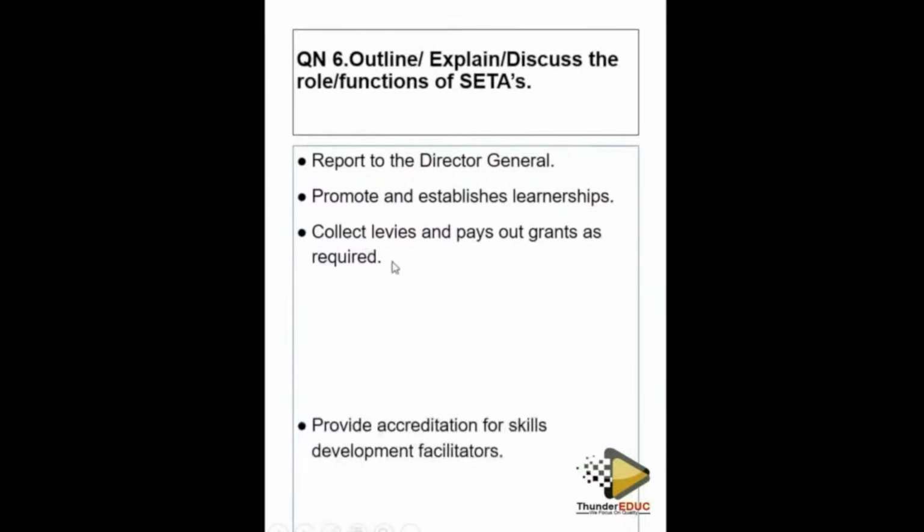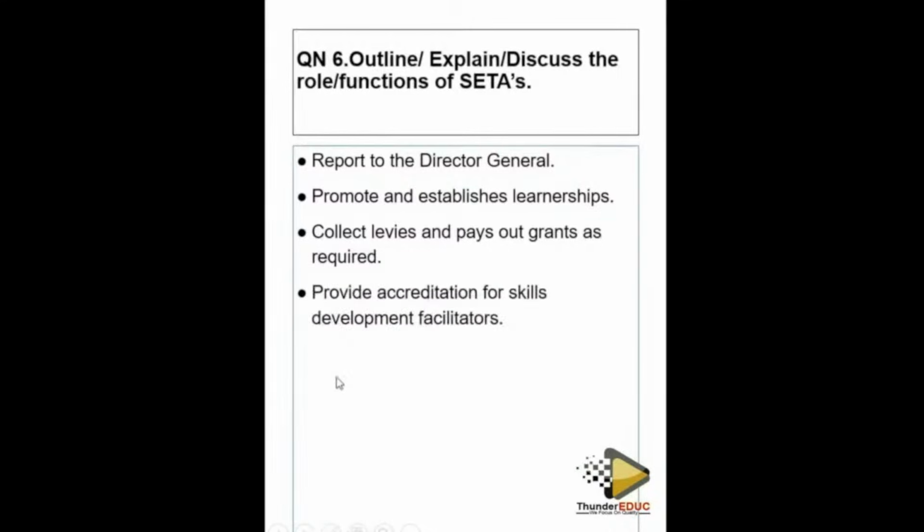Moving on to another aspect, we are saying that the function of SETA is to provide accreditation for skills development facilitators. These skills development facilitators are those people who are actually being trained by SETA. And SETA is the one that gives the right to go to that particular company and check if those people are indeed implementing the skills plan that they have submitted to us.